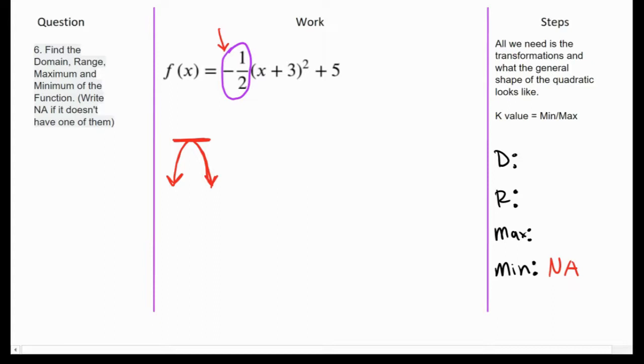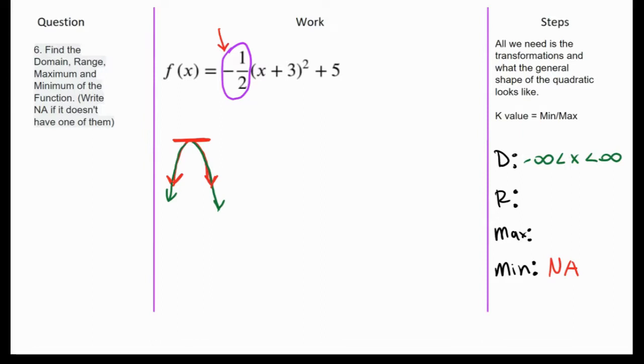Next, for the domain, the nice part about quadratics is that the domain is always going to be all real numbers, because these arrows here go on forever to the left and to the right. I know the lowest value is negative infinity. The highest value we go to is positive infinity. It's never actually going to touch those values, so we just use the less than symbol.